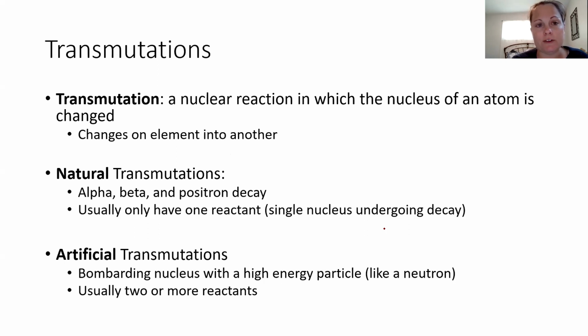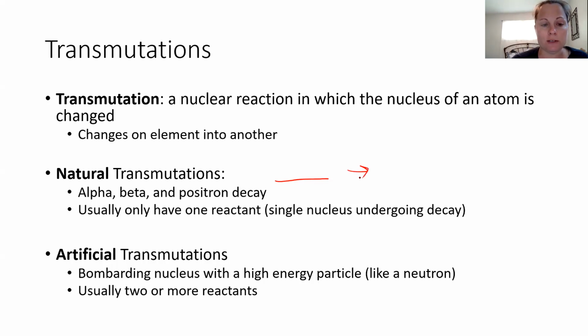There are two types of transmutations. Natural transmutations are what we just discussed: alpha, beta, and positron decay. And they usually only have one reactant, so a single nucleus undergoing decay. So that means with a natural transmutation, you only have one thing on the left side of the arrow.